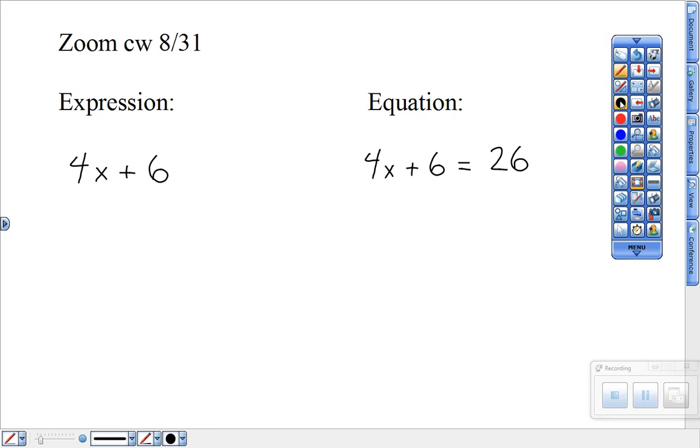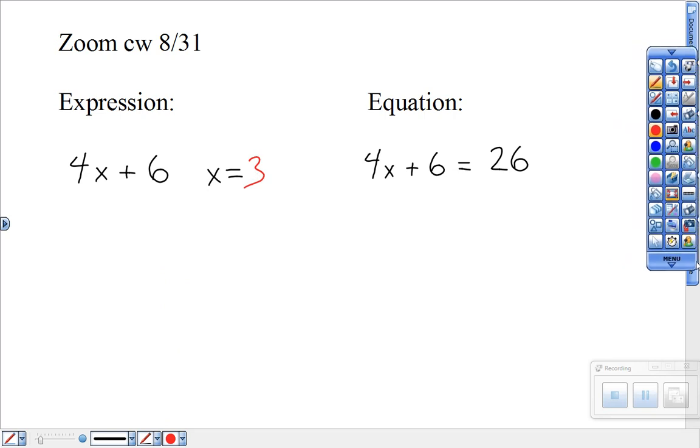An expression, I could give you any value I want to plug in and do the math. I'll give you x equals 3. But for any equation, there's only one answer for x that I could plug in and do the math, times 4 and add it to 6 and get it equal to 26. For an equation, there's only one solution until, of course, we get to quadratics, but a regular linear equation, only one answer for x. An expression, I could plug in any number I want.